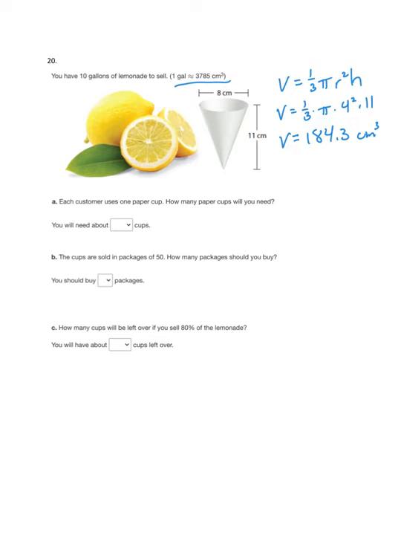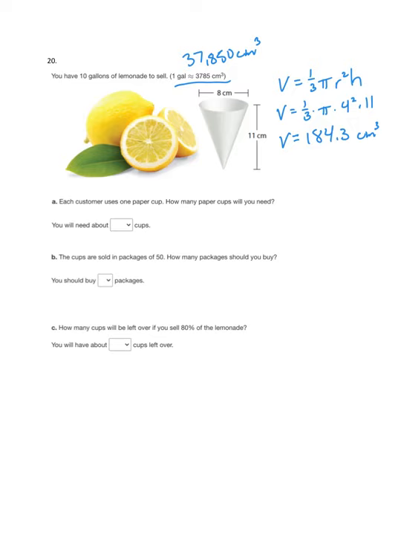Now, I'm told I have 10 gallons of lemonade to sell. So let's figure out how many cubic centimeters that is. So 1 gallon is 3,785 cubic centimeters. So 10 gallons, I'll multiply by 10, and we get 37,850 cubic centimeters. So that's how much I have to sell.